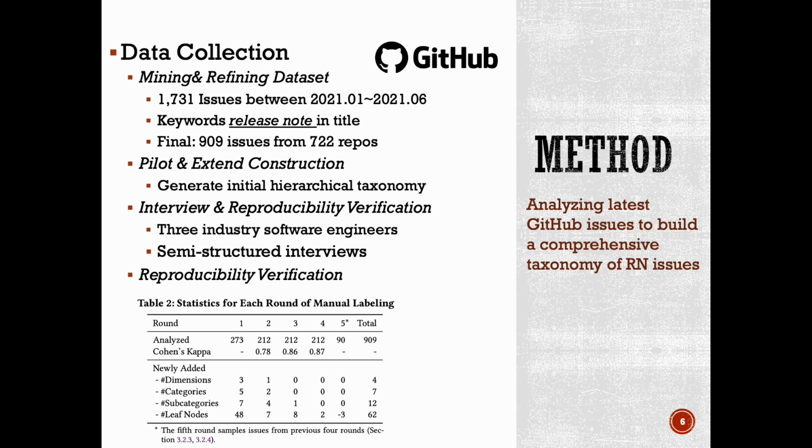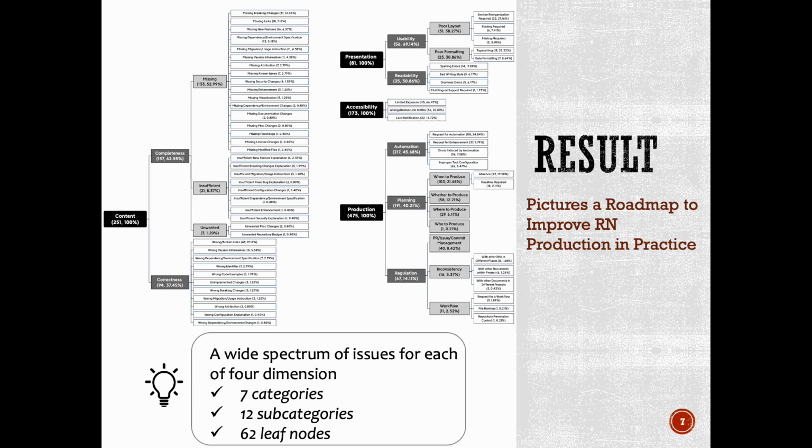By conducting a 5-round labeling, we construct a taxonomy. Fig 1 illustrates the hierarchical taxonomy of release note issues. We group all these issues into 4 dimensions. Content: what information should the release note convey? Presentation: how should the release note convey information? Accessibility: how to make release notes easily accessible? Production: in what way should the release notes be produced?